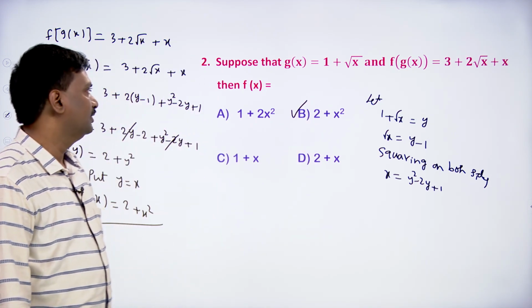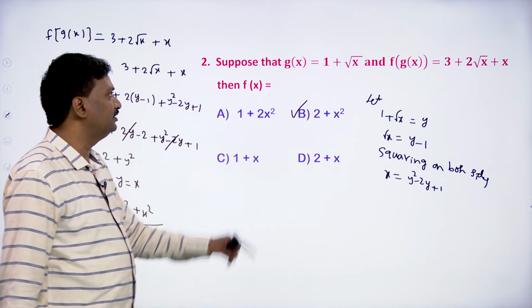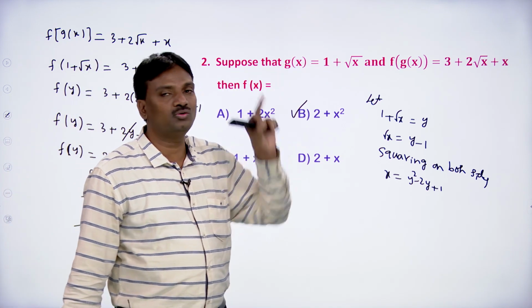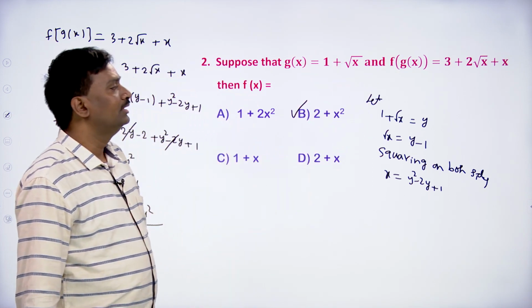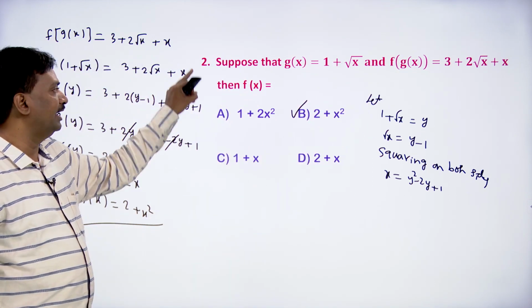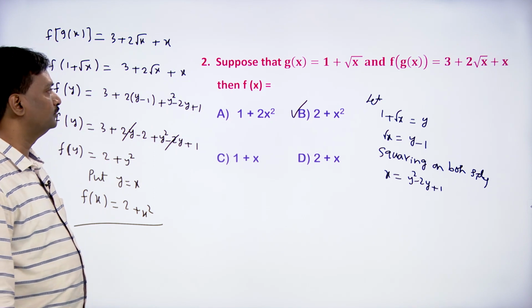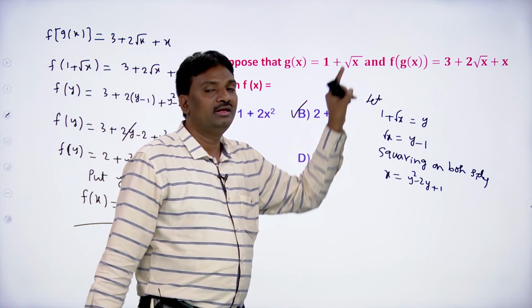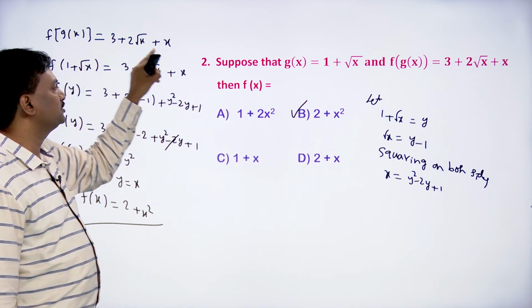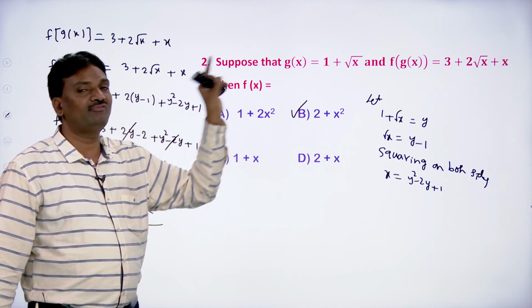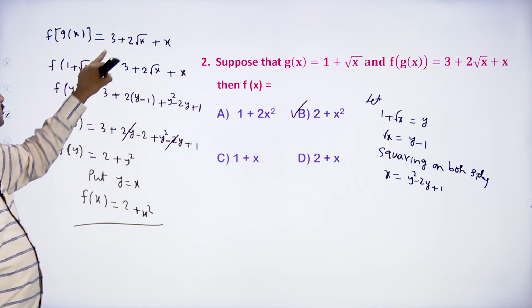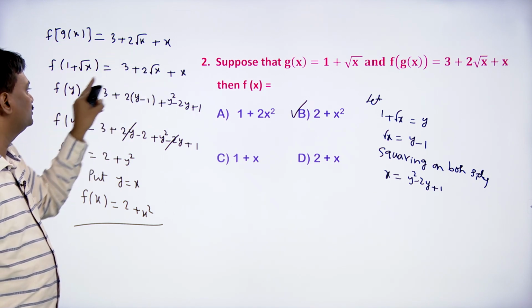So here we have the function g of x, that is, suppose that g of x equal to 1 plus root x and f of g of x equal to 3 plus 2 root x plus x, then f of x equal to. So let us consider this. F of g of x equal to 3 plus 2 root x plus x. In place of g of x, we can write 1 plus root x. So f of 1 plus root x equal to 3 plus 2 root x plus x.